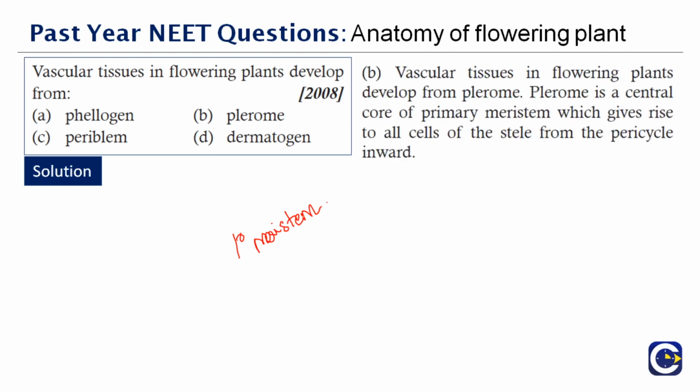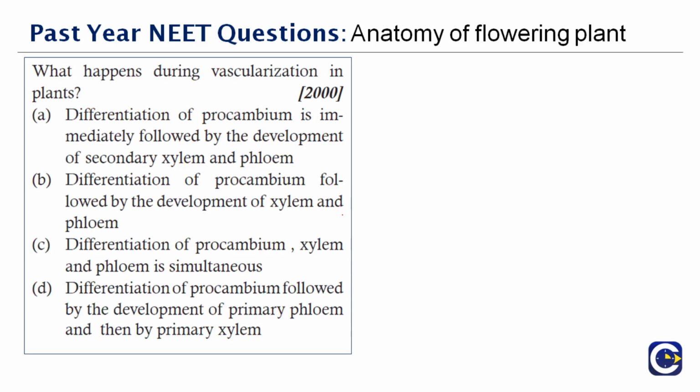Therefore, the correct answer is option B, plerome. So here you have steel from the pericycle inward. Okay. Next question here. What happens during vascularization in plants? Okay, what is the process of vascularization first of all?